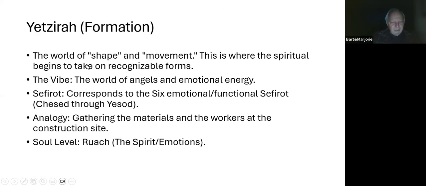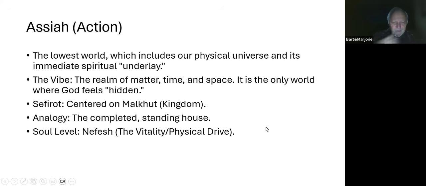We go to formation, the world of shape and movement. This is where the spiritual begins to take on recognizable forms, the world of angels and emotional energy. This corresponds to the six emotional or functional Sephiroth. And the analogy here is gathering the materials and workers at the construction site. And so at the soul level, we're dealing with the spirit and emotions.